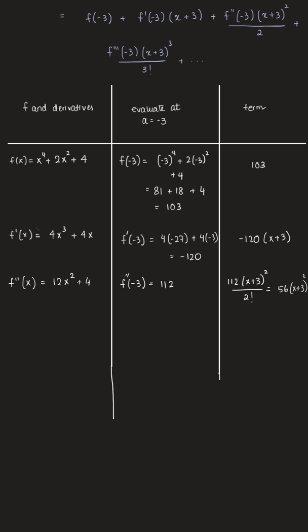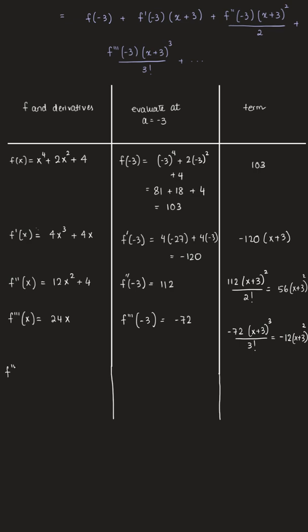Okay, the next term, we will need the third derivative of our polynomial, which is going to be 24x. The third derivative evaluated at negative 3 will give us negative 3 times 24, which is negative 72. And so our term will be negative 72 times x plus 3 cubed over 3 factorial. 3 factorial is 3 times 2, which is 6. And 6 goes into negative 72 negative 12 times. All right, there's our term.